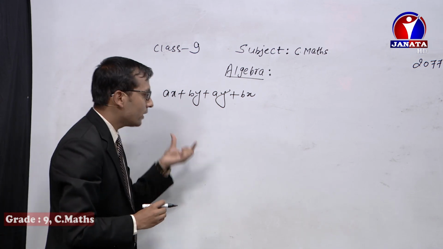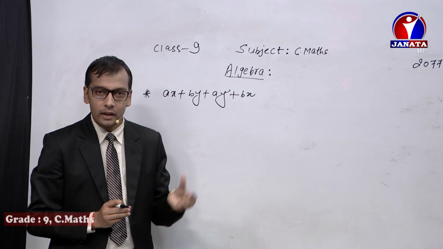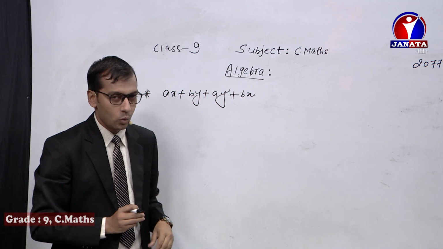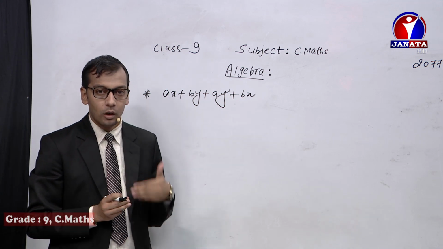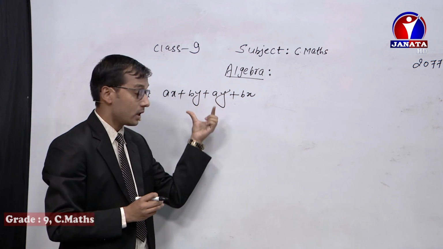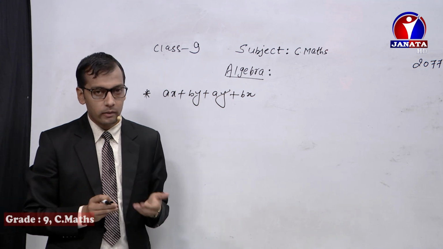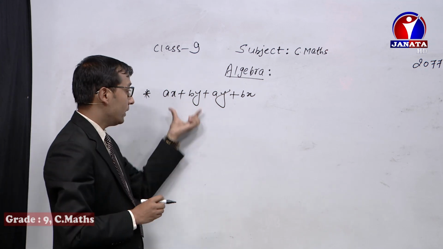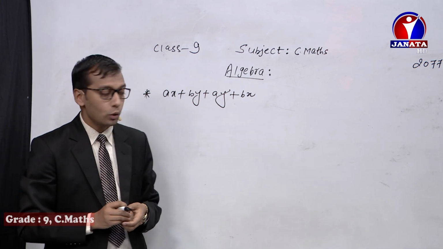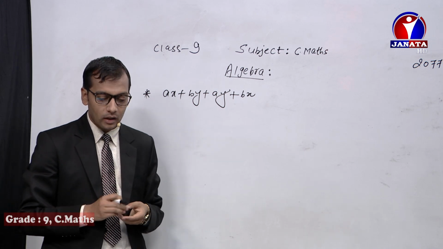So let's look at this. Is there any common factor? Is there any common number or letter? Ax plus by plus ay plus bx. One is always a common factor of any kind of expression. Here, except one, none of the numbers or alphabets are common. So in this case, this expression contains 4 different terms. So we factorize this expression by grouping.